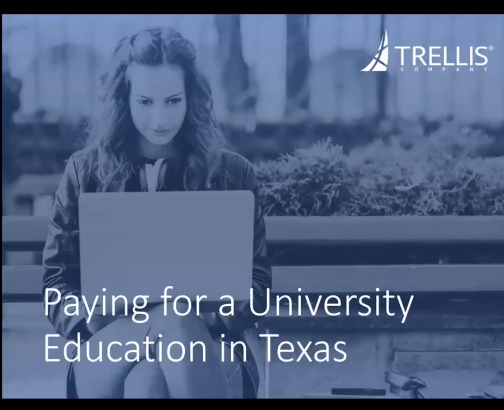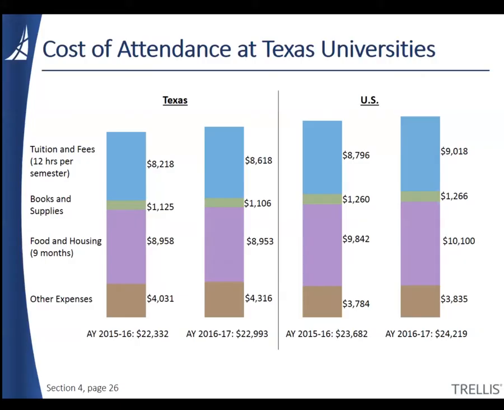Now let's take a look at another narrative. This one's more of just looking at the characteristics of what it looks like to pay for university education in Texas. The cost of attendance for college students is more than just tuition and fees. It also includes books and supplies, food and housing, and other expenses, and this can include things like transportation, clothes, insurance, etc.